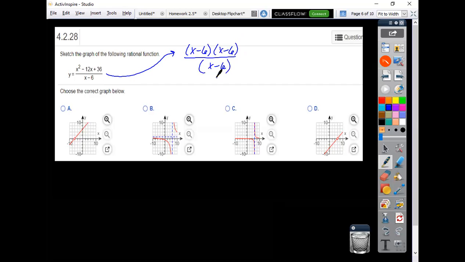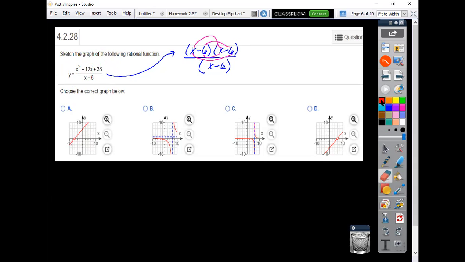So if you look at that, is that factored correctly? X times x is x squared. Negative 6x, negative 6x would be negative 12x, and a negative 6 times, yep, so it's factored correctly. Well, what does that mean then in terms of my graph?